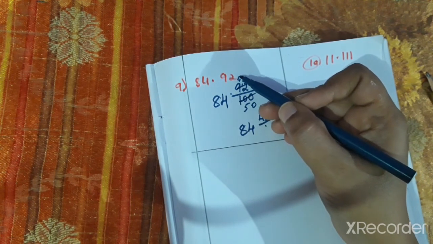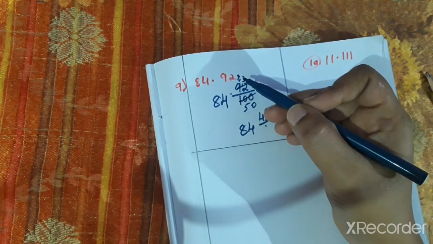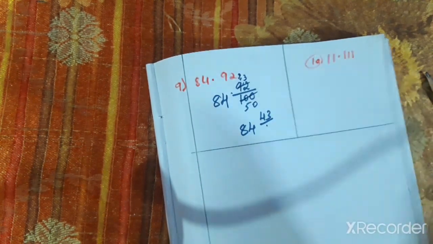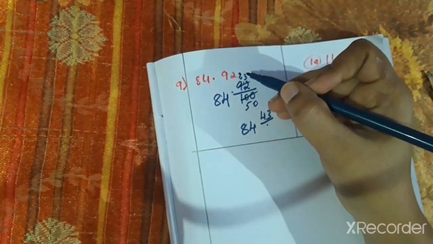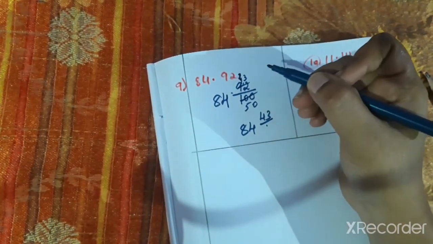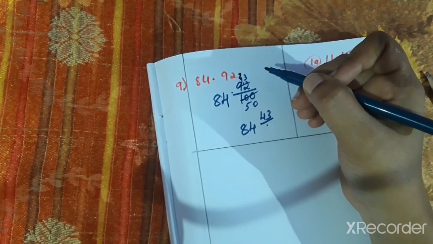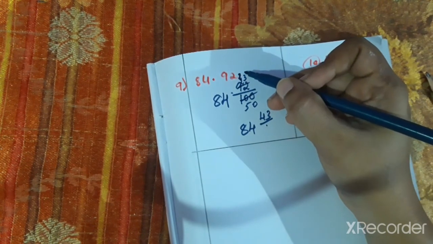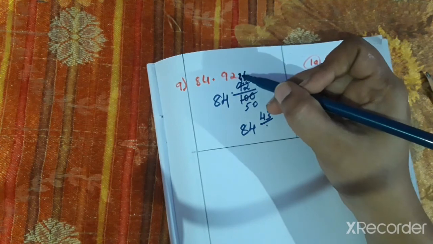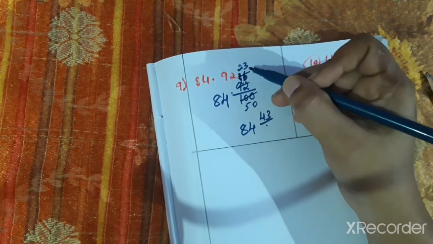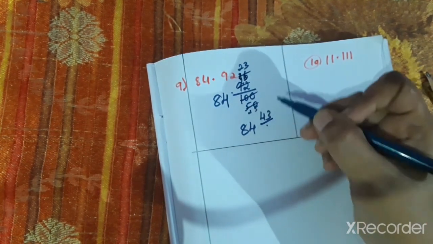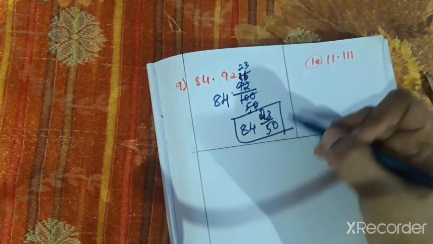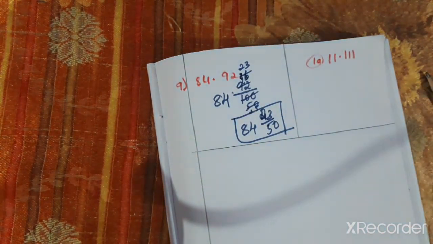Oh yes, 4 twos are 8, 43 by 50, no? 4 twos are 8, 1 carry, 4 sixes are 12, 46. Then again 2 twos are 4, 2 threes are 6, 2 twenty-fives are 50. So the answer is 23 by 50. Or directly we can cancel with 8.